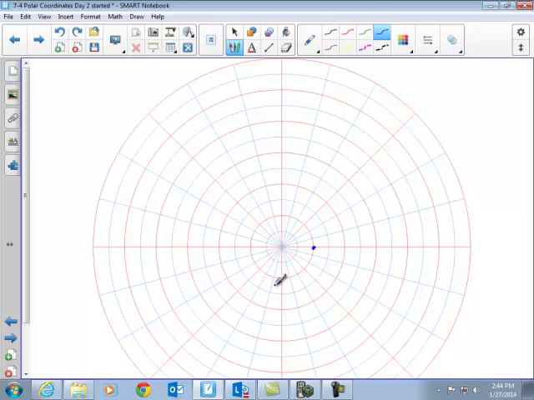Now, on the graph paper that I'm using, this is pi over 2. Right here is pi over 4. Right here would actually be pi over 6, and this would be pi over 3.